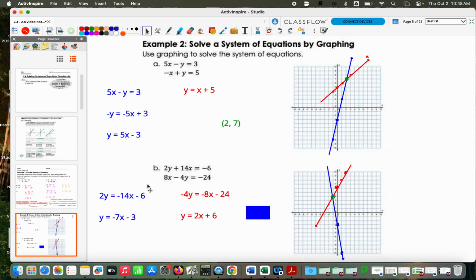This one here, you're just going to do the same stuff. Get y by itself, rearrange this, get y by itself, and then again, I see different slopes, different y-intercepts, and all that good stuff. So they're going to have one single point.